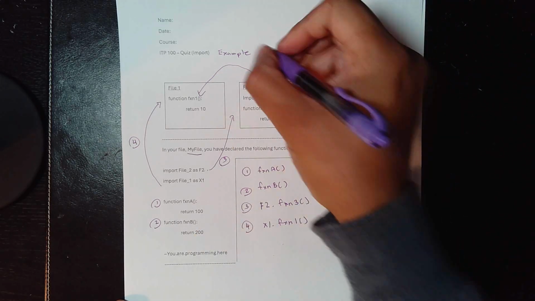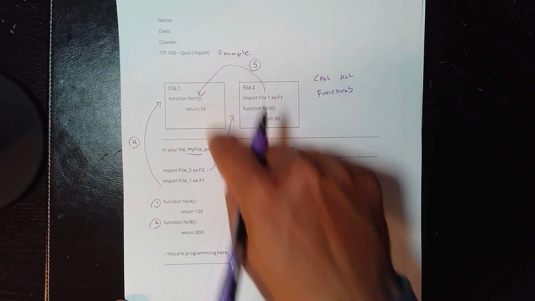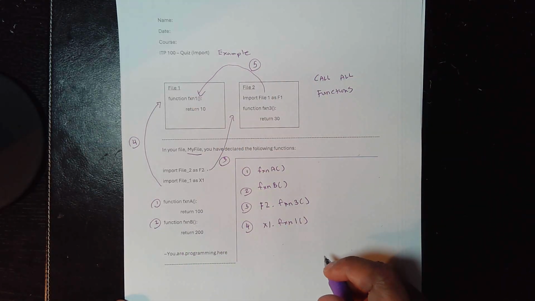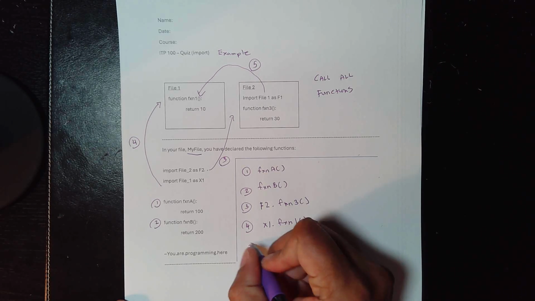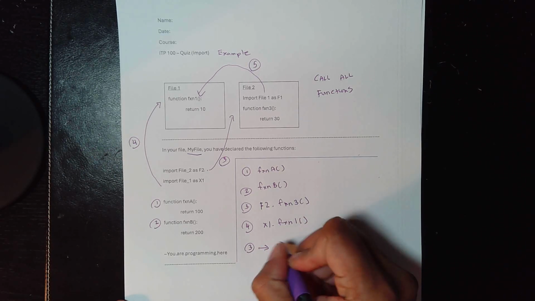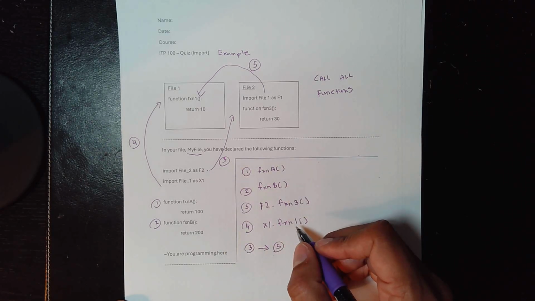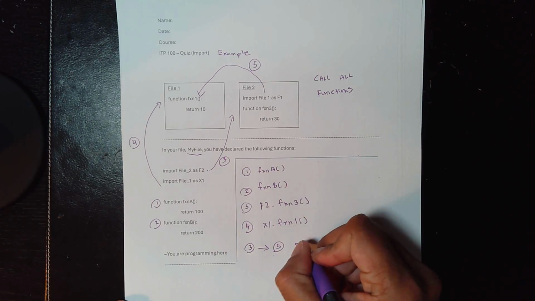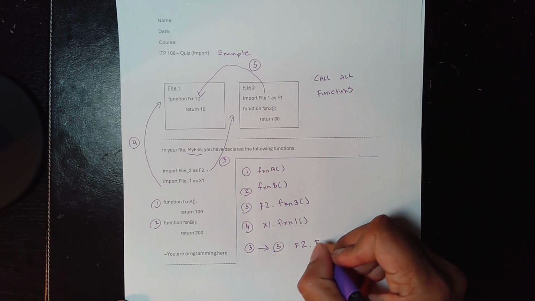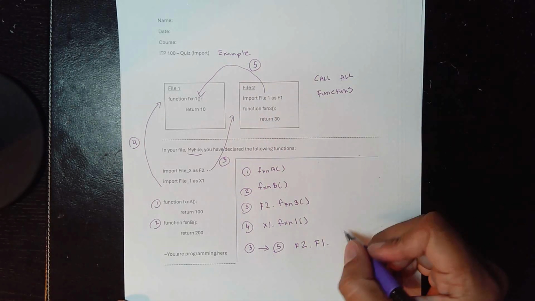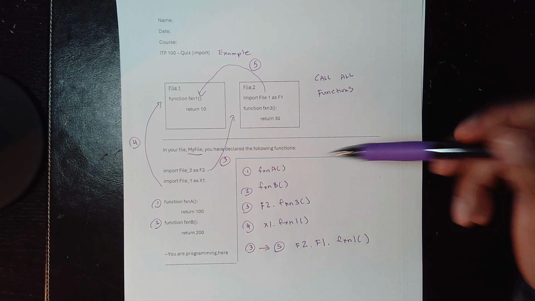Those are direct, okay? But now I have another path called 5. How do I get to 5, right? There's another path that points to this. Well, it's very easy, right? I go to 3, then I go to 5, okay? So I say import file 2 as F2 dot import file 1 as F1 dot function 1. Okay, so these are the paths.